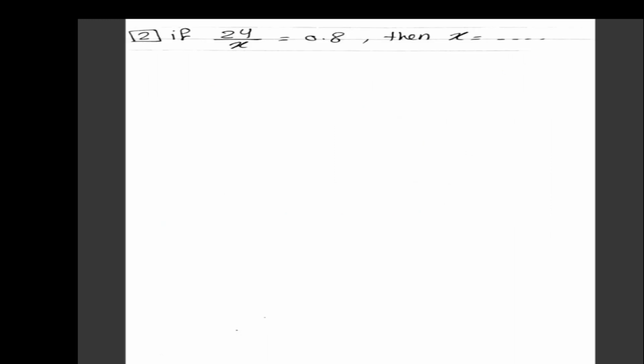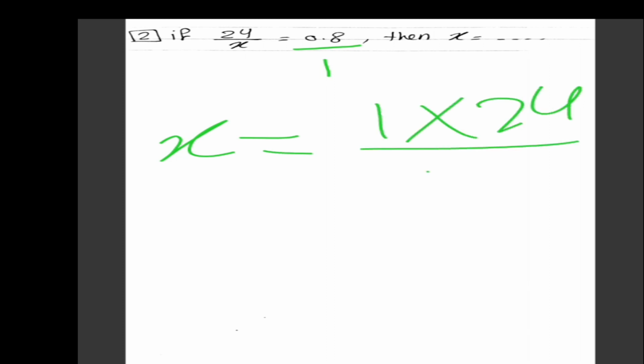In example number 2, he says that if 24 over x equals 0.8, then x equals what? Here we can write the second term of this ratio as 1. So we say 0.8 over 1. Here we can make a cross, so x equals 1 times 24 over 0.8, which equals 30.